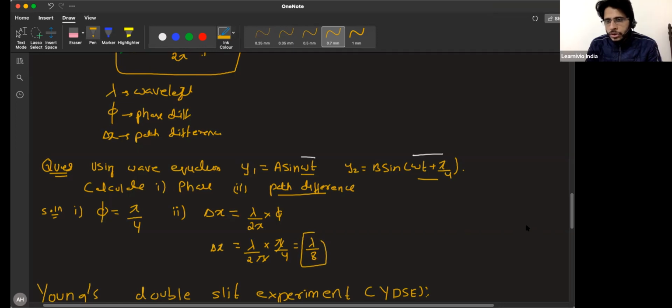Only Shahzada and Fatima haven't answered yet. Shahzada, is it clear now? Lambda by 8? So for numericals, you should always know how to connect this phase difference and the path difference. Note it down.